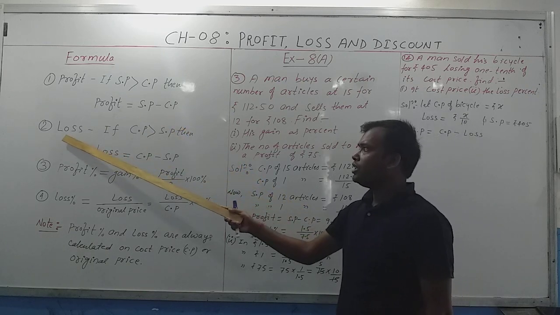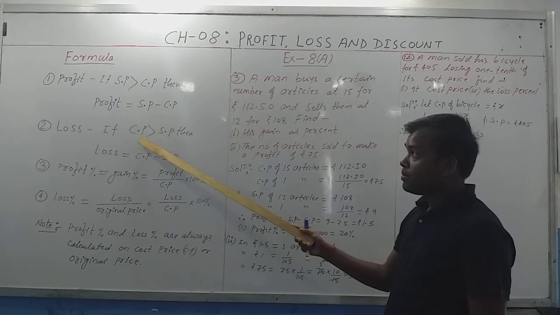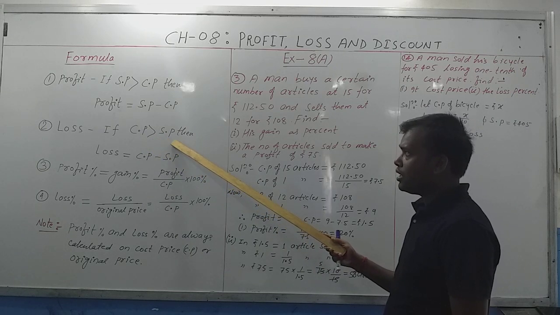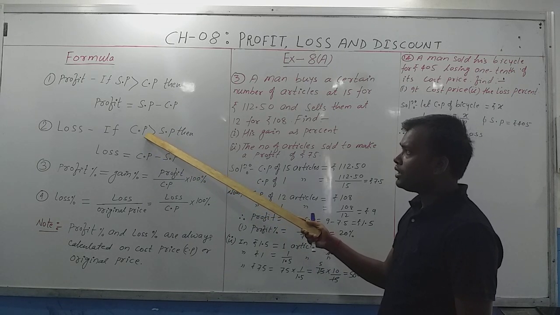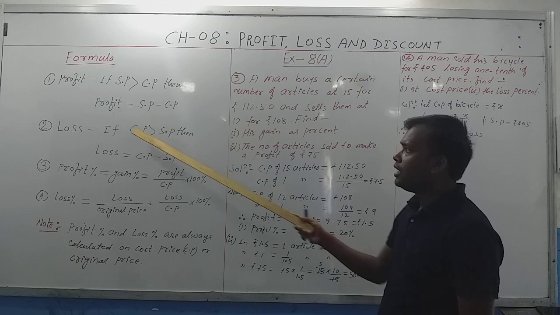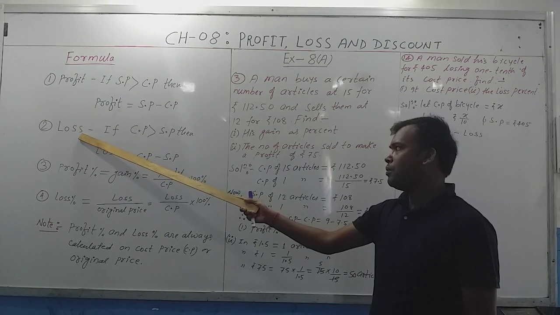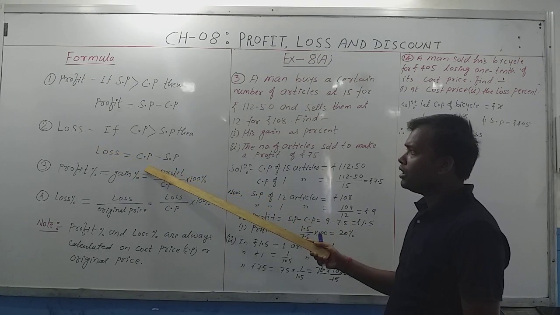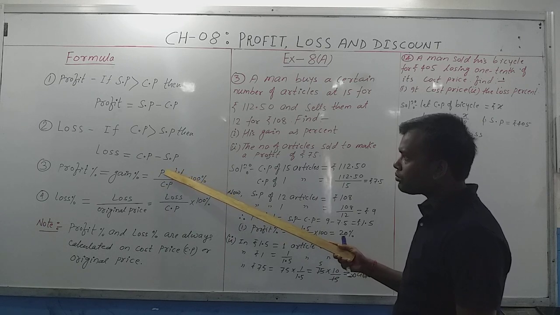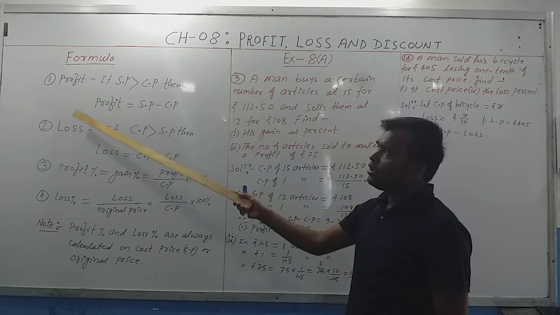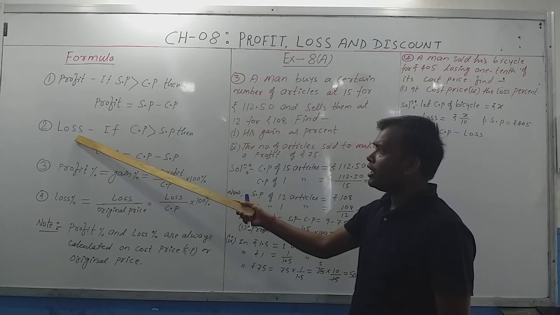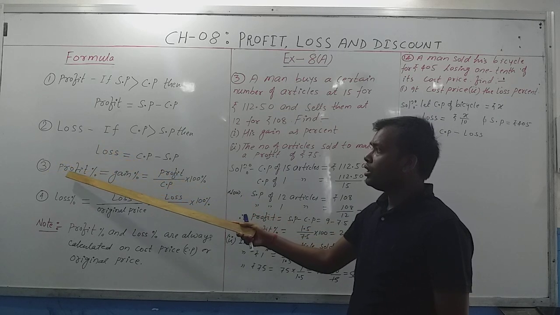And the second one is the loss. If CP is greater than SP, if cost price is greater than the selling price, then loss has been made. So loss is equal to what? CP minus SP.